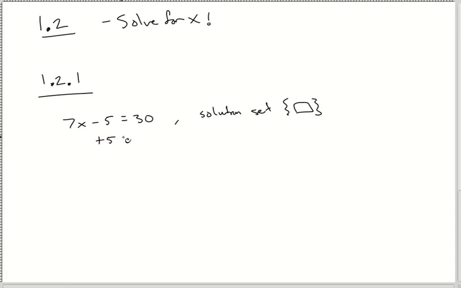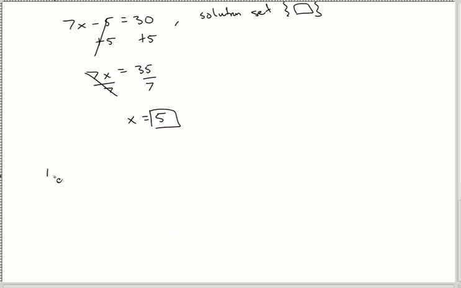So I'm going to add 5 to both sides. Makes it 35. We're going to divide by 7. And so x equals 5. Okay, that was easy. Let's keep going. There's nothing else to talk about on that problem.